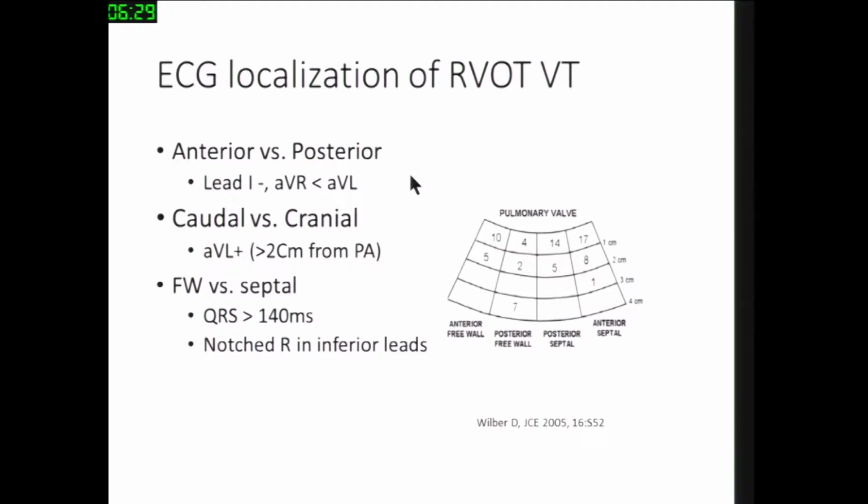This is a diagram of RVOT VT localization by ECG criteria: anterior septal, posterior septal, posterior free wall, and anterior free wall. The anterior portion has a more negative lead 1, and the aVL was more prominent. The caudal portion has a positive aVL, rather than the cranial portion, which has a negative axis. The free wall origin has a wider QRS complex and a notched R wave in the inferior leads.